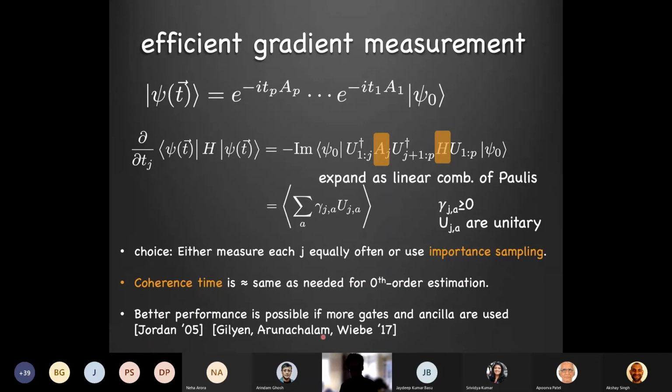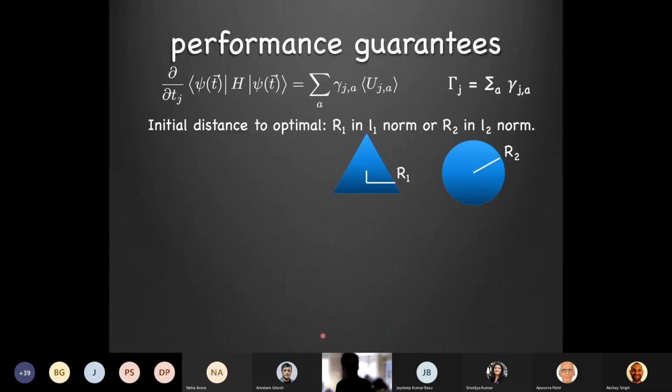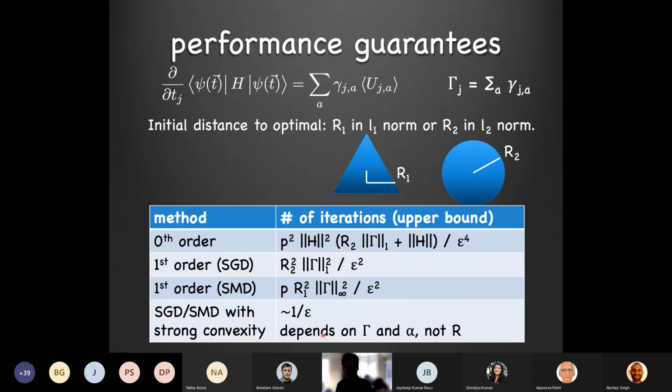There are other strategies where if you're willing to use a lot more gates and ancillas, you can get much more accurate estimates of the gradient. Basically, you can estimate all the components of it at once. But if you want to estimate just one component of the gradient, you can do that with a cost similar to estimating the original function value. We also found some performance guarantees, which I think I don't want to talk about.